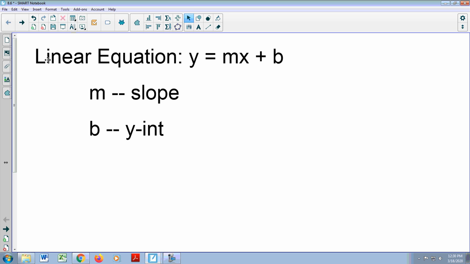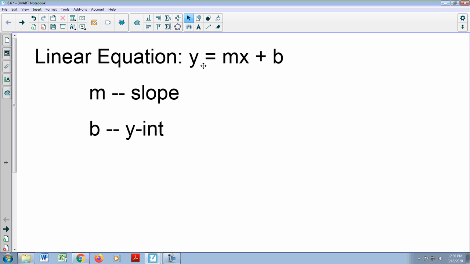Today we're going to continue what we started yesterday. Yesterday we determined if a function was linear, quadratic, or exponential. Today we're going to actually write an equation for that. So what we're going to do is just simply start with our linear equation. And I'm just going to quickly refresh you guys on what the equation looks like.